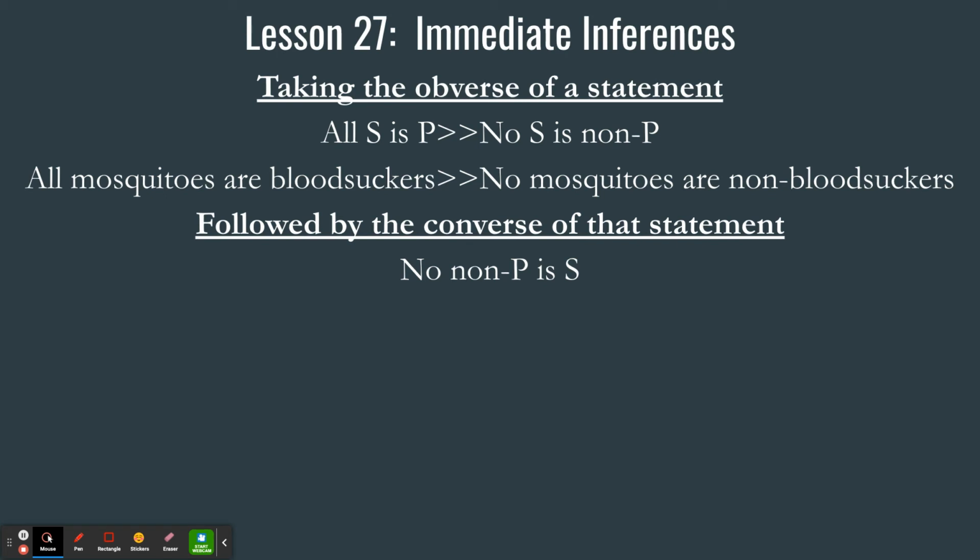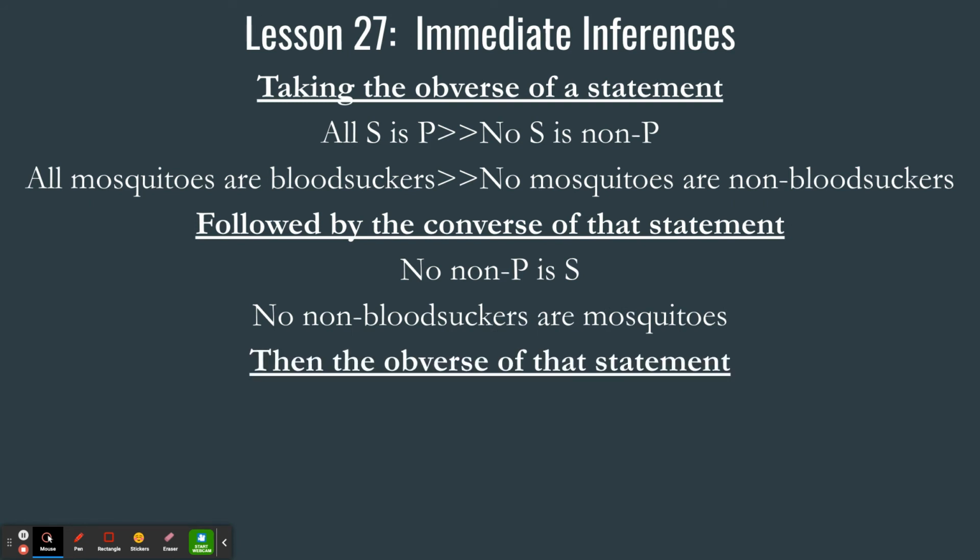What do you do when you take the converse of a statement? You just switch the subject and the predicate, right? So all we did when we did step 2 is we flipped the subject and the predicate. No S is non-P becomes no non-P is S.